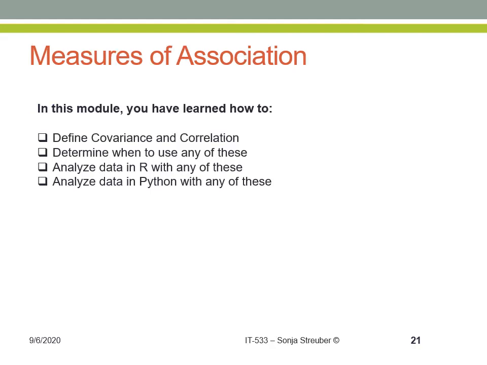So in this module, we have looked at covariance and correlation. We have looked at when each one should be used. We have looked at the R code for correlation and covariance, and we've looked at the Python code for correlation and covariance.